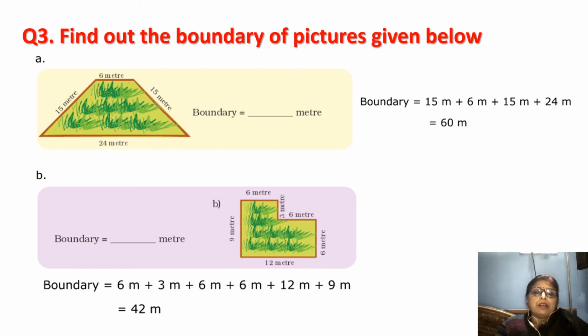Question B. Again this picture is given and the measurement of the boundary is also given, and you have to find out the total length of the boundary. So again you write the measurement of all the parts, all the segments of the picture, and then you add it. Your answer is 42 meter.